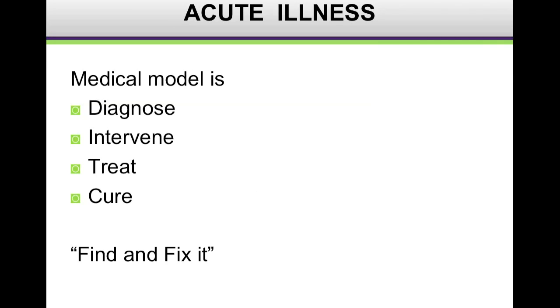Now I want to talk a little bit about how we deal with acute illness and how we deal with chronic illness. The medical model I suggest in terms of acute illness is you diagnose it according to the symptoms and the clinical findings. You intervene by treating it, and you cure it. That is the acute care model, and that should lead to the individual being totally better. I call it the find and fix it mechanism of management.